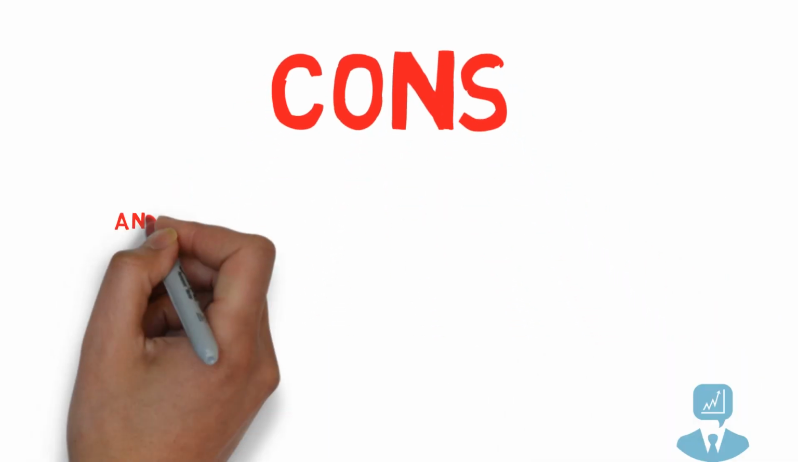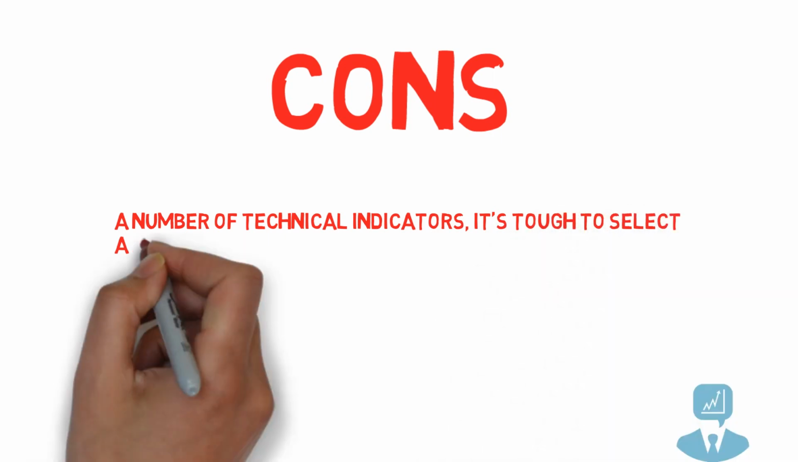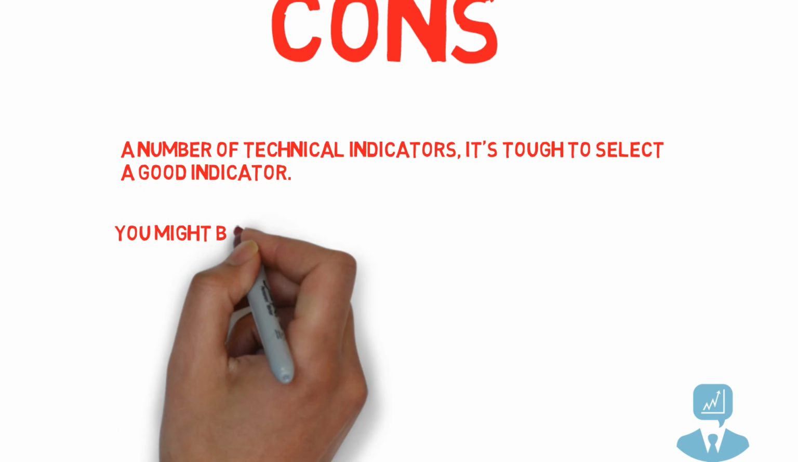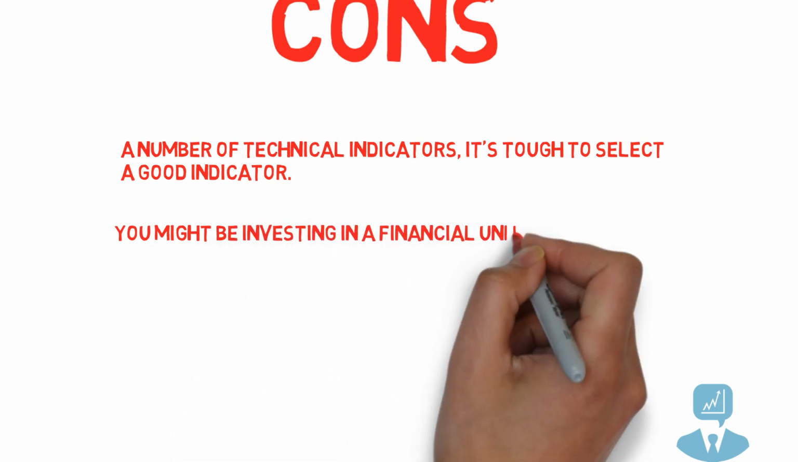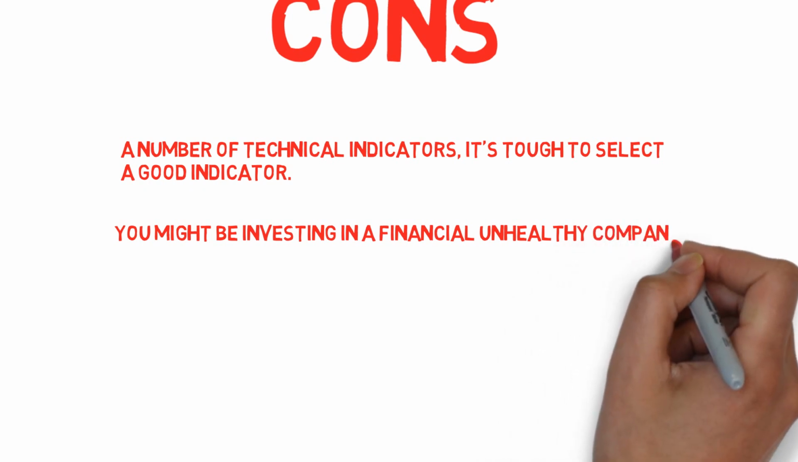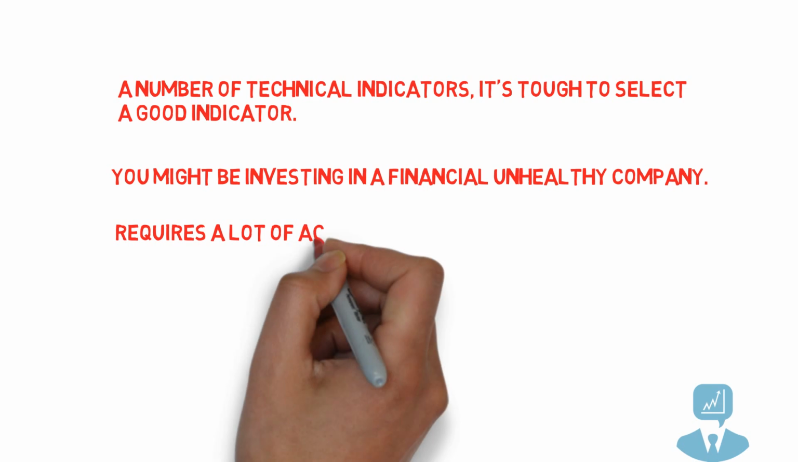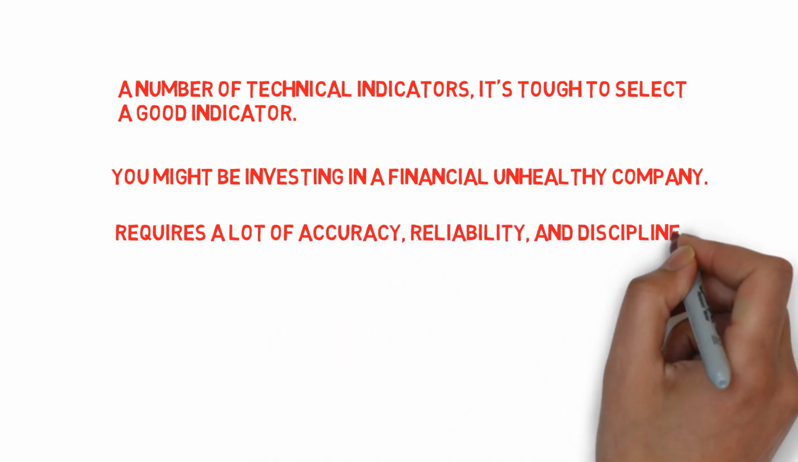The cons of technical analysis are, as there are a number of technical indicators, it's really tough to select the best one. Second, technical indicators do not study the financials or the fundamentals of a company, and hence you might be investing in a financially unhealthy company. And last, technical analysis requires a lot of accuracy, reliability, and discipline.